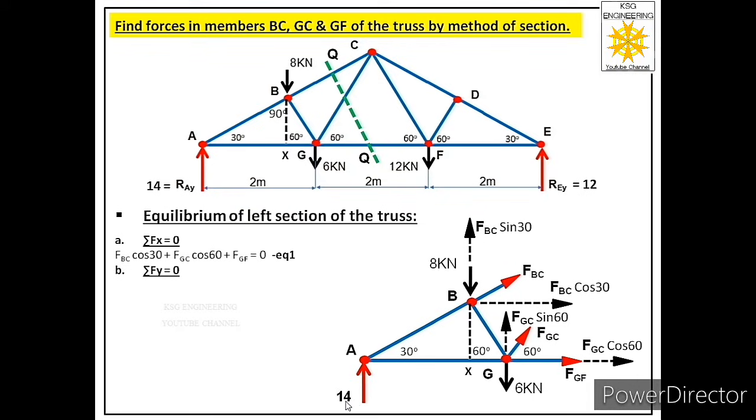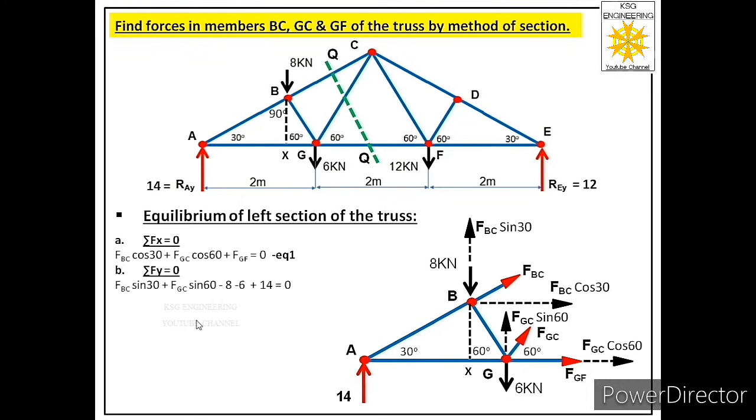First is 14 kilonewton acting in upward direction, so we will consider this as positive. Then we have FBC sine 30 acting in upward direction, we will consider this as positive. Then we have 8 kilonewton acting at joint B in downward direction, we will consider this as negative. Then we have FGC sine 60 acting in upward direction, we have to consider this as positive. Then we have 6 kilonewton force acting in downward direction, then we have to consider this as negative.